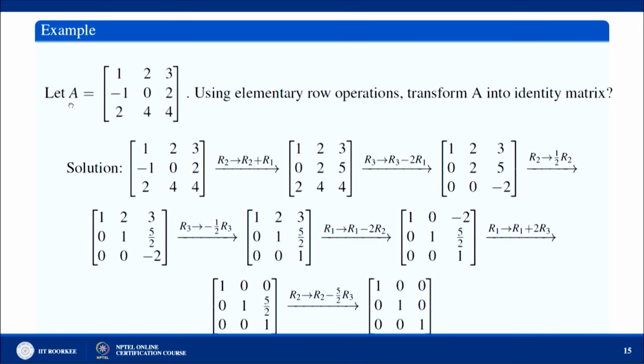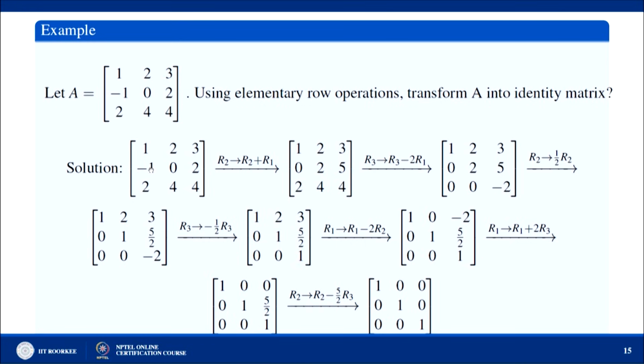You take A, let us suppose A equal to 1 2 3, minus 1 0 2, 2 4 4. Now, using elementary row operations, transform A into the identity matrix. Suppose we have to apply elementary row operations on this matrix A and convert this matrix into an identity matrix. So, how can we convert this? Let us see. Here is a solution. Let us discuss a solution first. So, this is matrix A.